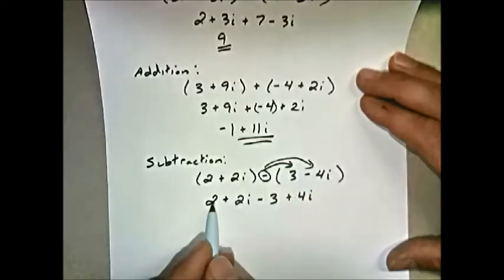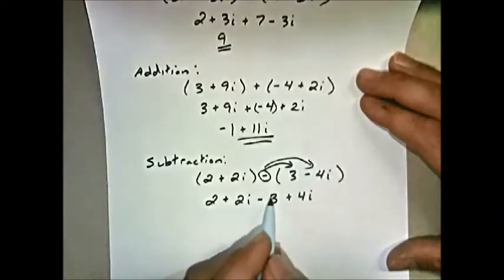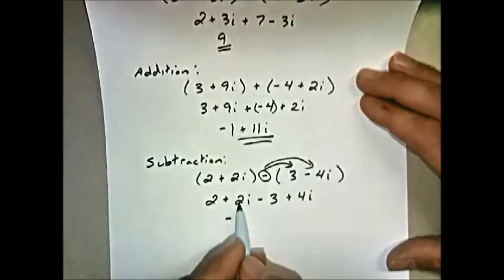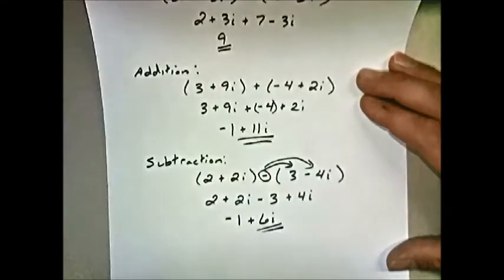Now it becomes just like addition. We're going to combine like terms. So we have 2 minus 3 gives us negative 1, and 2i plus 4i gives us 6i. And there's our final answer.